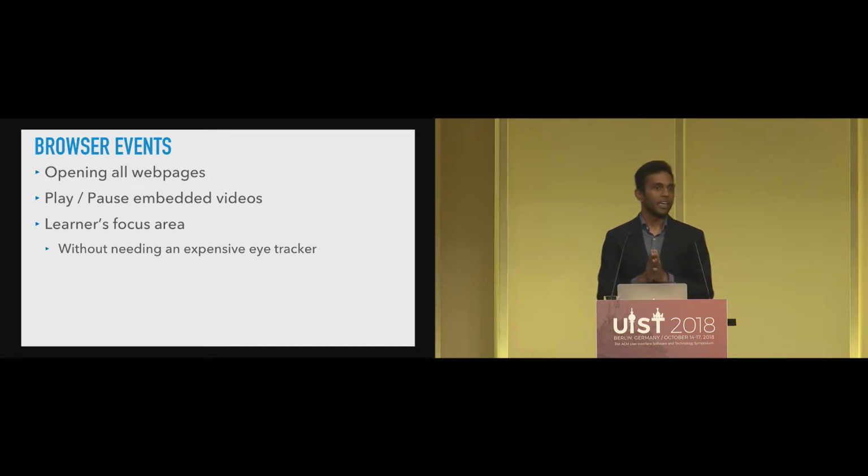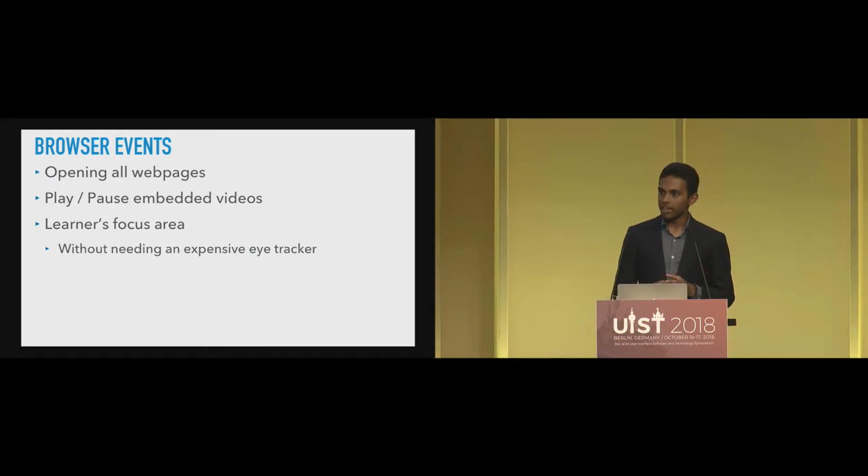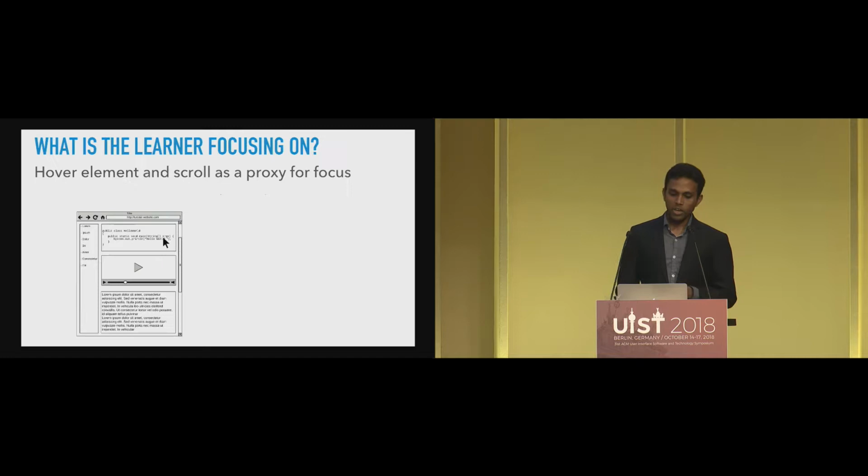When we look at browser events, we want to look at them opening all web pages. For example, if the tutorial did not have enough context on the grep tool on the command line, they might go to Google and search for it. Or if they want to see how iterators in Python work, they might go to Stack Overflow for that. We also recorded them playing or pausing embedded videos on the web page. And we also wanted to figure out the learner's focus area without having to invest in expensive eye tracking gear. So how do we figure out what the learners are focusing on?